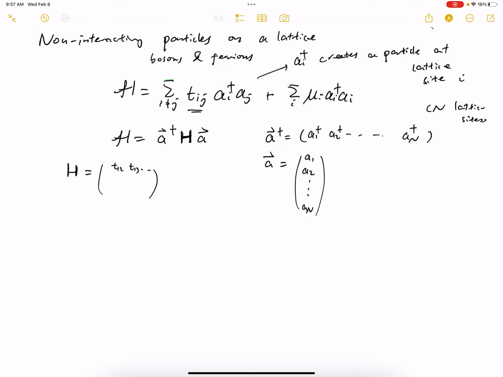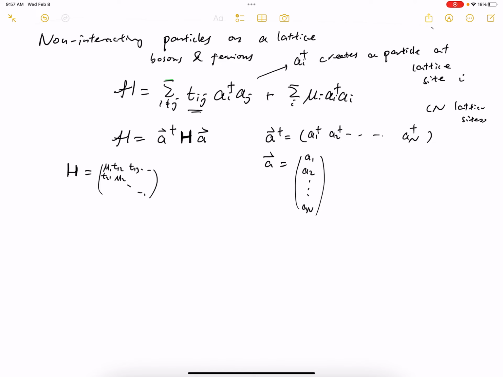On the diagonal, I will have the mu's. So this is my mu1, mu2, and so on. So this is my T21, right? The Tij is already a matrix, but it doesn't have any diagonal term. The diagonal term, I use the mu's. So it's basically going to make a matrix, right?